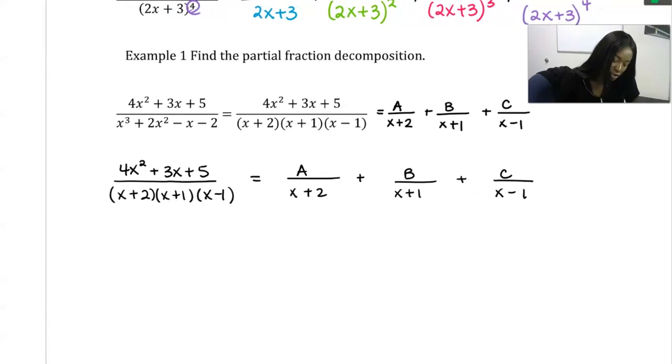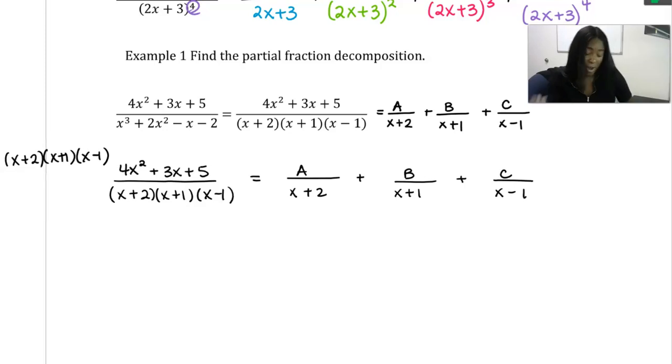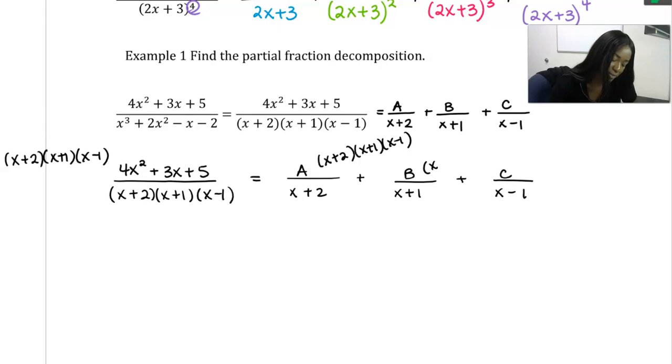So the first fraction on the left side gets multiplied by that product of x plus 2, x plus 1 times x minus 1. The fraction with the a in the numerator gets multiplied by x plus 2, x plus 1, x minus 1. The fraction with the b gets multiplied by x plus 2, x plus 1, x minus 1. And the fraction with the c gets multiplied by x plus 2, x plus 1, x minus 1.